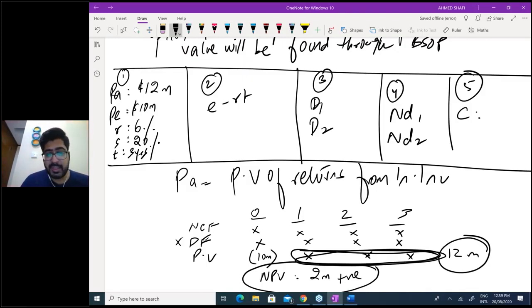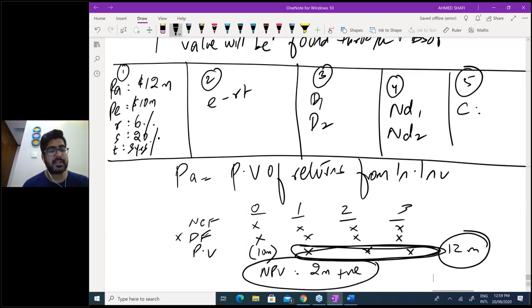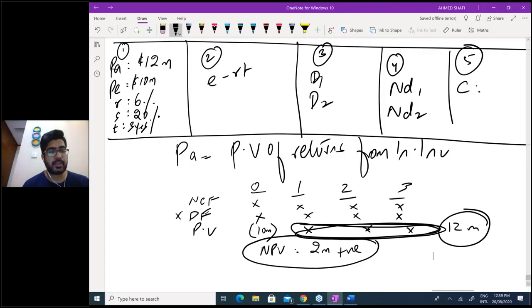The meaning of PA is not NPV. It's the present value of returns. So if investment is 10 million and NPV is 2 million positive, the returns you got is 12 million. Any more questions on this 12 million? No, it's not being delayed by 3 years, else we would have done this. It's already present value. You need the present value of returns for initial investment.